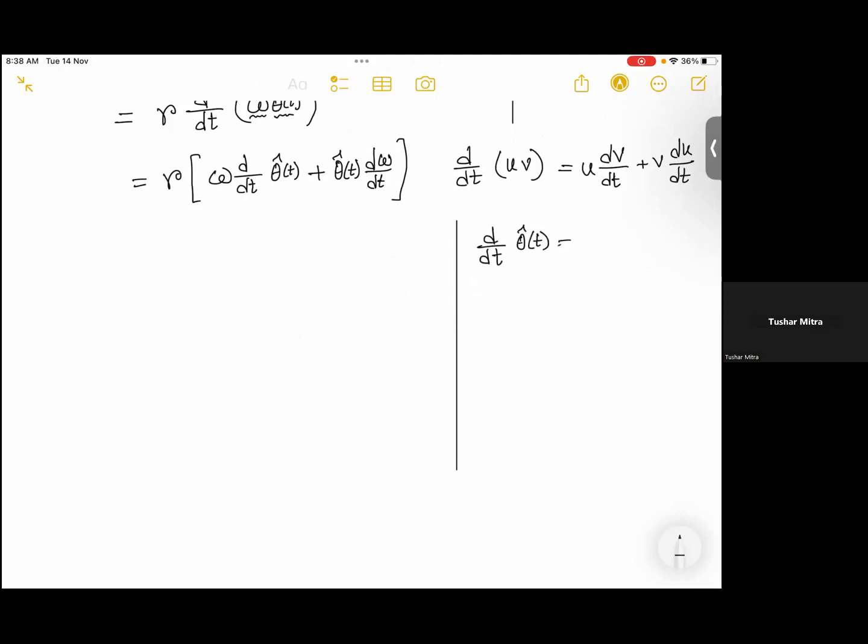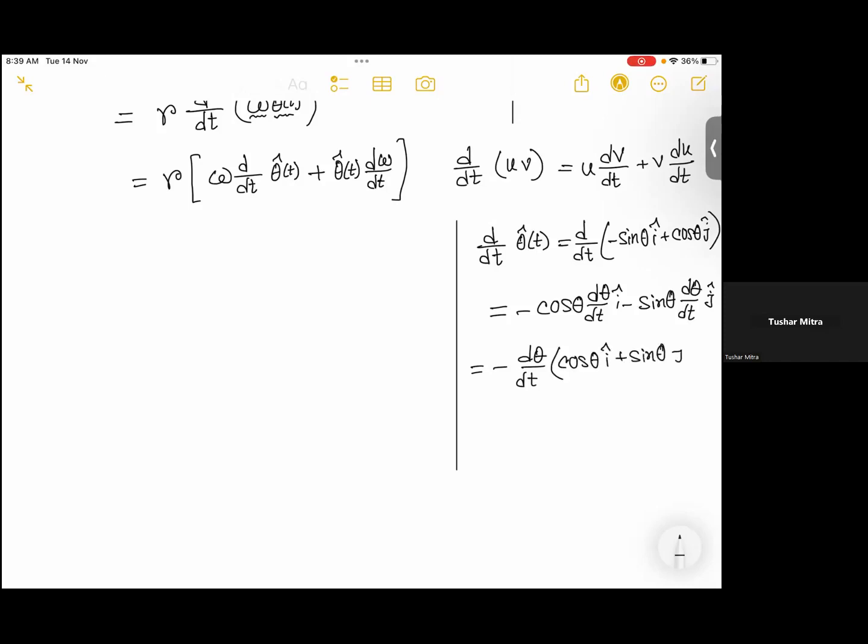And you know that theta hat is nothing but minus sine theta i hat plus cosine theta j hat. Okay. Now, how do you differentiate that? So first of all, if you differentiate sine theta, you are going to get cosine of theta, and you have to write a d theta dt with that i hat. Then if you differentiate cosine theta, you'll get minus sine theta, and you'll write a d theta dt with that for the chain rule, j hat. If you take minus d theta dt common, then you get cosine theta i hat plus sine theta j hat.